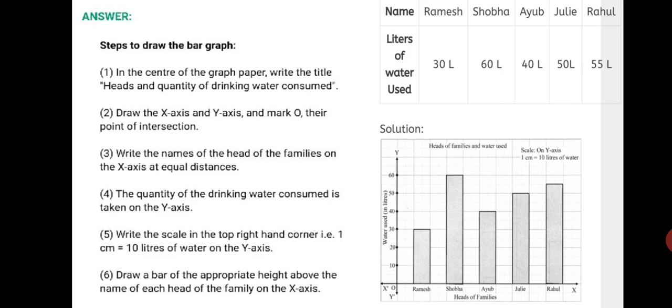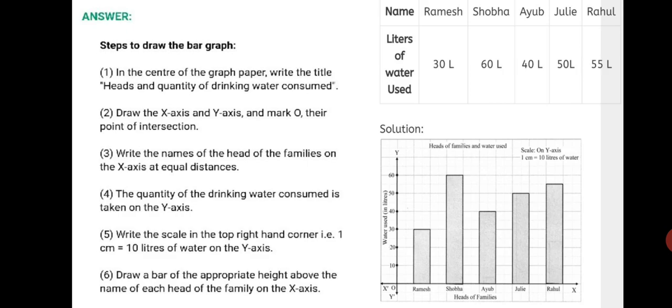Ayub is 40 liters, so till 40 you will draw a bar, and you will shade it. Julie is 50 liters, so till 50 liters we are going to draw a bar above the name of Julie and shade it. And last, Rahul is shown 55 liters. So between 50 and 60, the middle line shows 55. So till there you have to mark with a pencil first and a scale, and then you complete your vertical lines and shade. So this way you have completed your bar graph for question number 1.